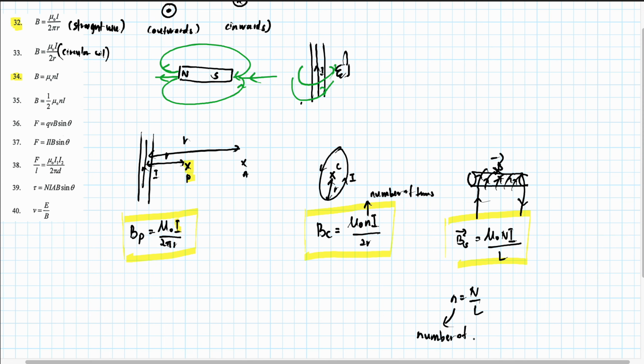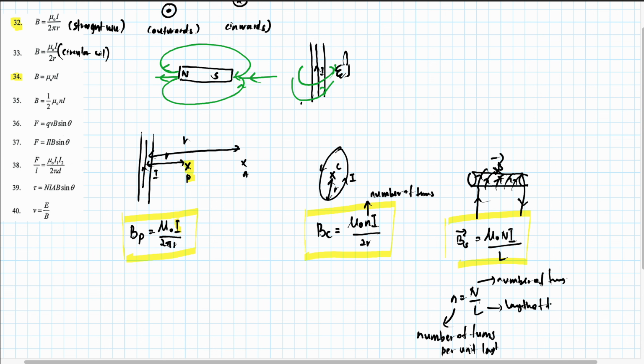Number of turns per unit length. Okay, so this one is number of turns. Maksudnya berapa turns of the wire dekat solenoid. L ni adalah length of the solenoid. Okay, so formula ini tidak diberikan, so you have to know lah this formula. So I'm going to highlight it with different color.